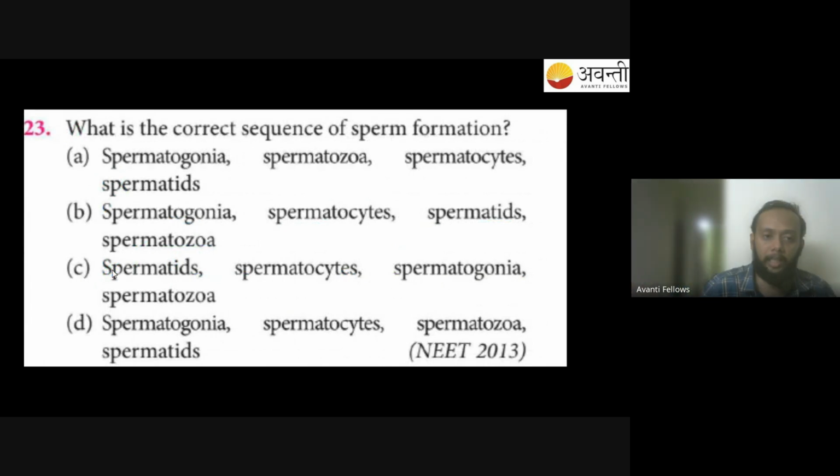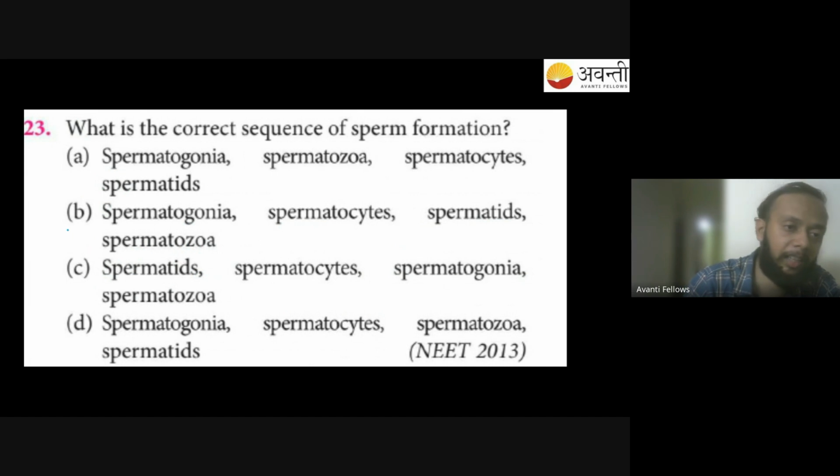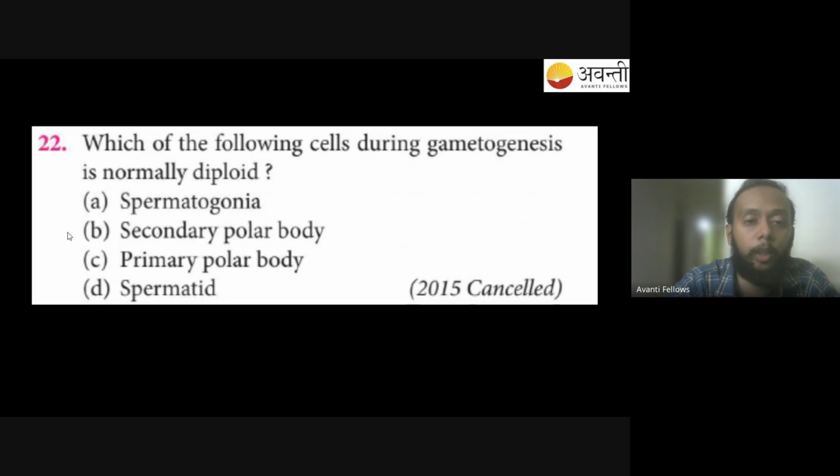Again, arrange them carefully. It is a NEET 2013 question, look carefully and raise your hand. Which is the correct sequence of sperm formation? Mantasha, tell us. So option B. Right, and I hope all of you will agree with this. Option B over here becomes my correct answer: spermatogonia, spermatocyte, spermatid, and spermatozoa. Okay. Which of the following cells during gametogenesis is normally diploid? Take your time and then tell me the answer.